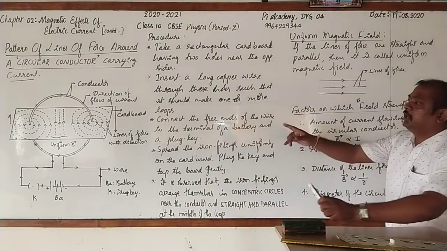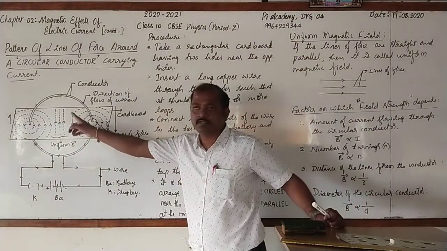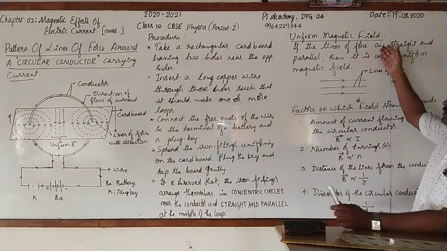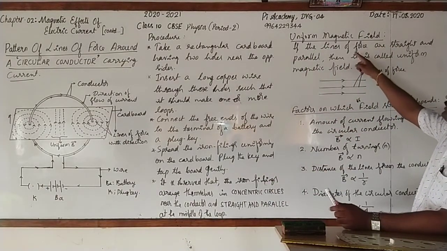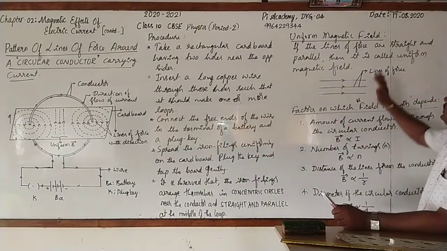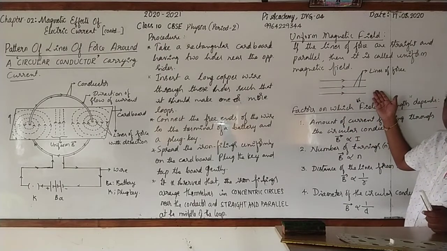The pattern is concentric circles as well as uniform magnetic field. Here I have written the definition of uniform magnetic field. If the magnetic field lines are straight and parallel, then the magnetic field is said to be uniform magnetic field, and here I have drawn its figure as well.